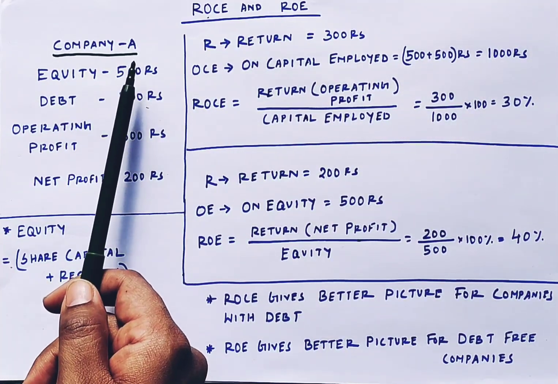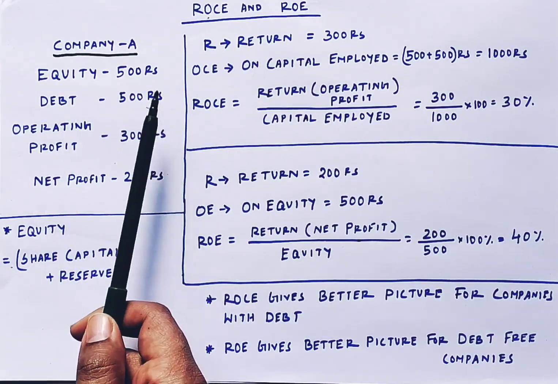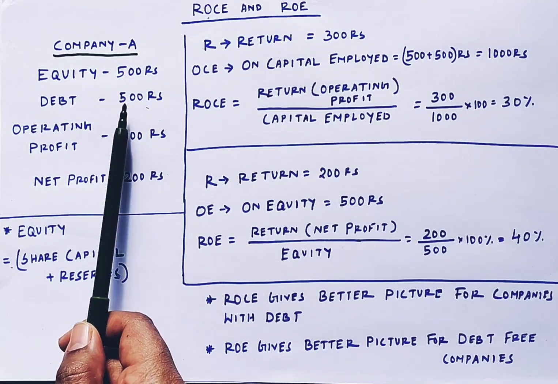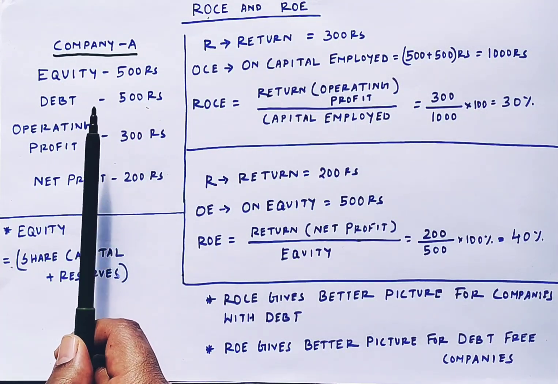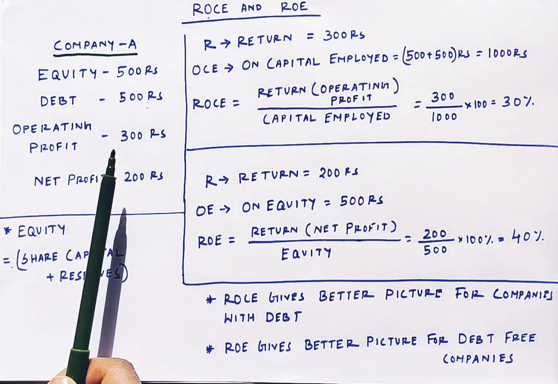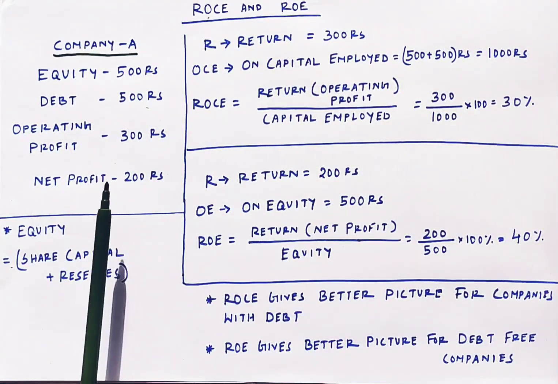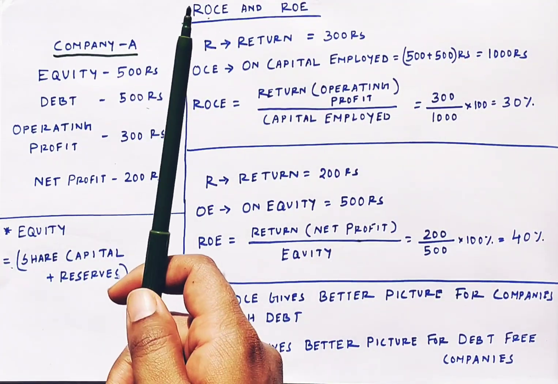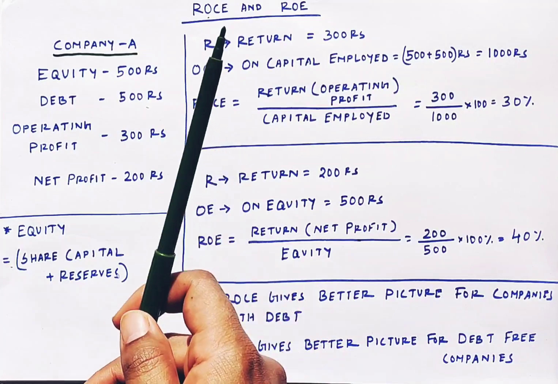So how much money have you raised? Your equity, which is 500 rupees, is already with you, and debt of 500 rupees, right? Let's say for a certain period your operating profit is 300 rupees and your net profit is 200 rupees. Now let's understand how we will calculate ROCE and ROE.